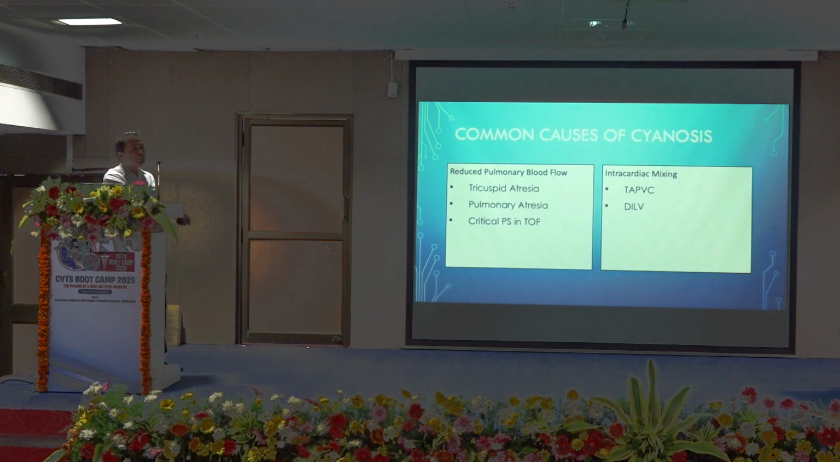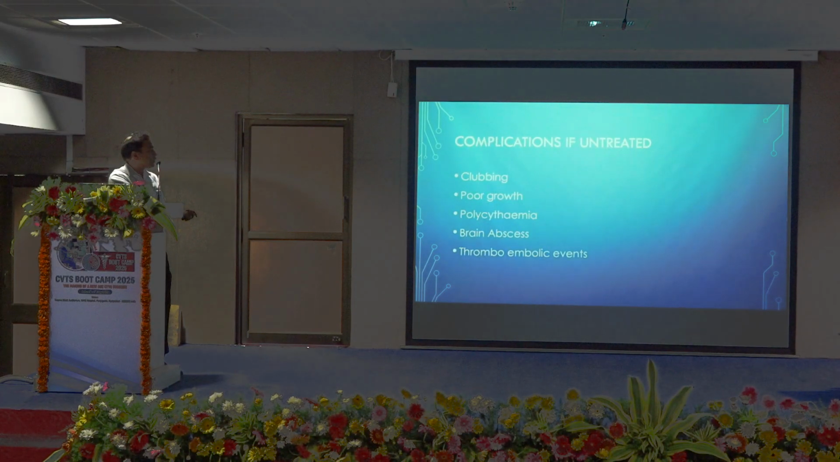Now, what are the causes of cyanosis? It can be because of reduced pulmonary blood flow or because of intracardiac mixing. Reduced pulmonary blood flow can be because of tricuspid atresia, pulmonary atresia, and critical PS in tetralogy of Fallot. Intracardiac mixing can be because of TAPVC, double inlet left ventricle, and so on.